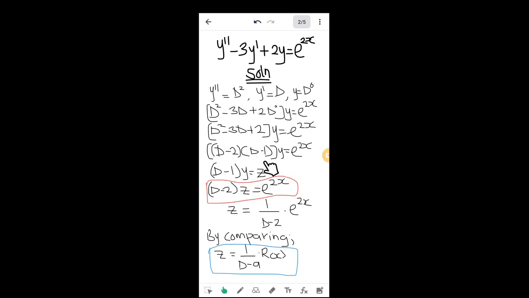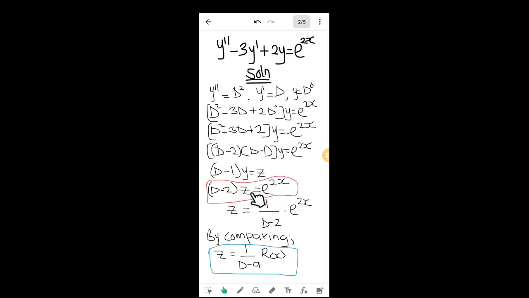So you can take your D minus 1 and operate it on y, then equate it to z. After that, you take your D minus 2 and operate it on z, and it should give e exponent 2x. It's the same thing; you get the answer. So here I chose my D minus 1 and operated it on y, and that gives me a certain z. Also when I take the other one, D minus 2, and operate it on z, it should give me e exponent 2x. So those are the two assumptions we made here.